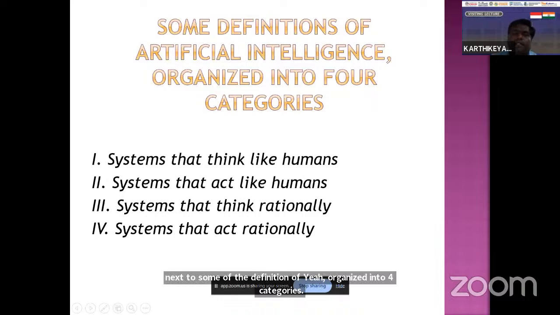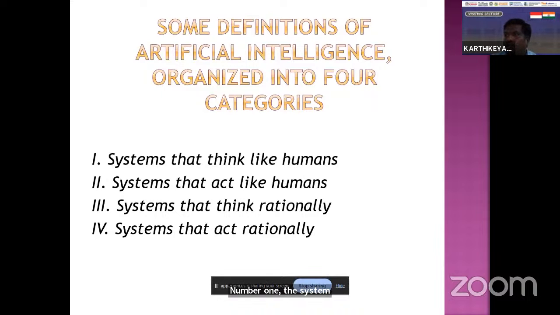Number one, the system that thinks like humans. And second one, the system that acts like humans. And third one, the system that thinks rationally. And last one, the system that acts rationally.